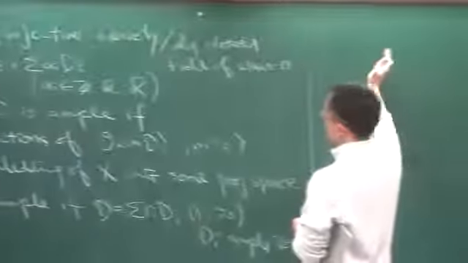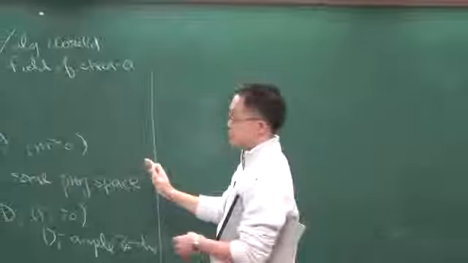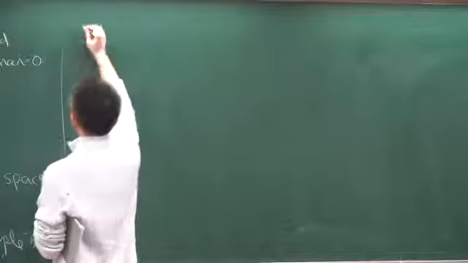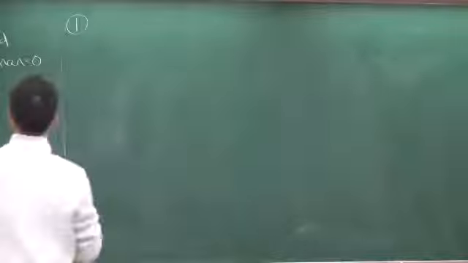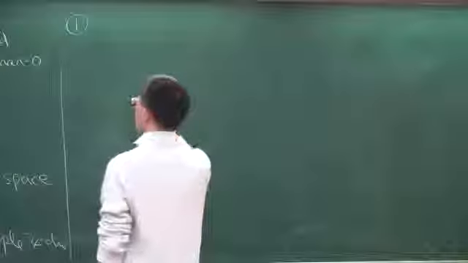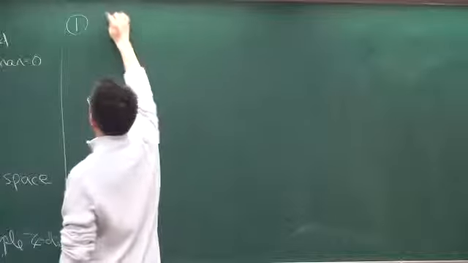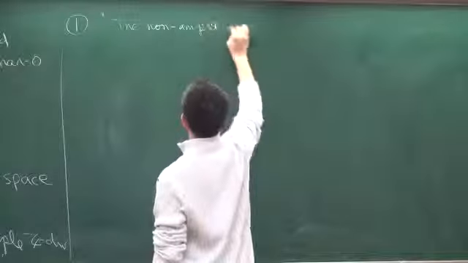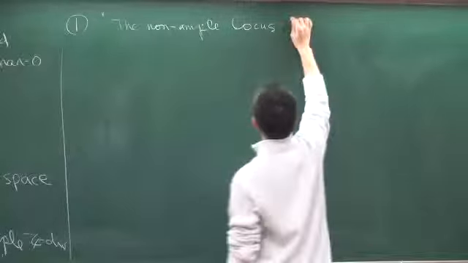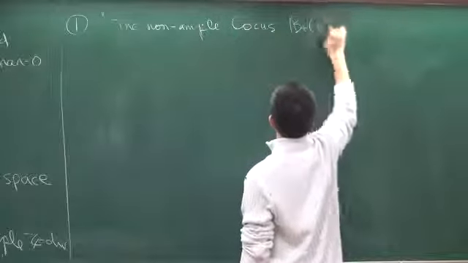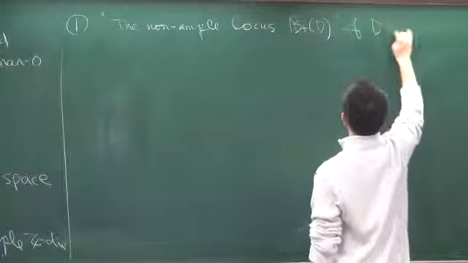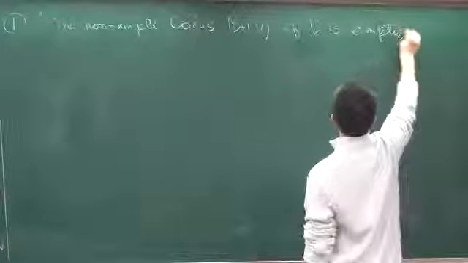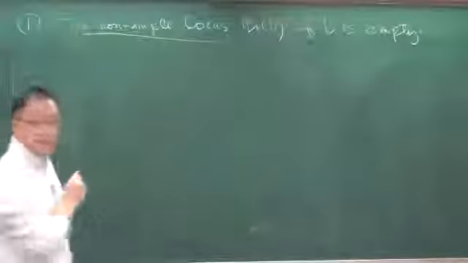But before that, actually there are many conditions that characterize the ample divisors. So I will list 3 of them in this talk. The first one is the condition on the base locus. So the first one is that the non-ample locus B_+(D) is empty. Of course, we have to define what this is.